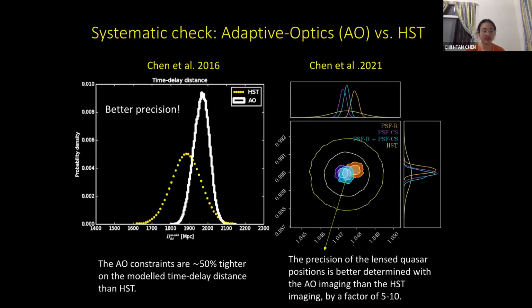Okay. From the results, in the left figure we show that, compared with HST imaging, the AO imaging can provide tighter constraints on the time delay distance than HST. In the right figure, we also show that the precision of the lensed quasar position, which is used to calculate the time delay, is better determined with the AO imaging than the HST imaging by a factor of 5 to 10.